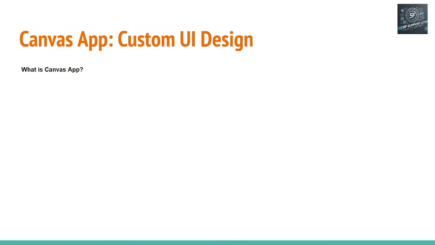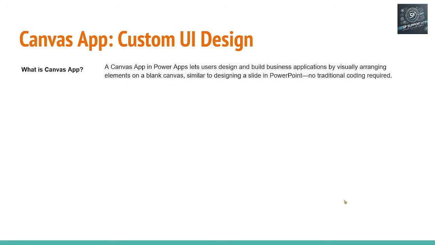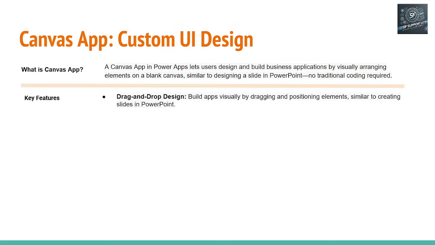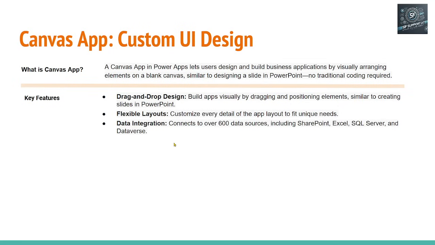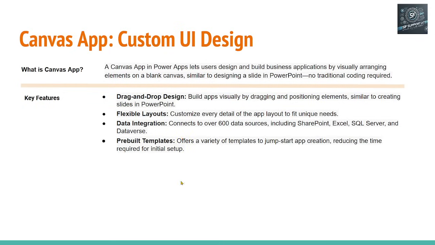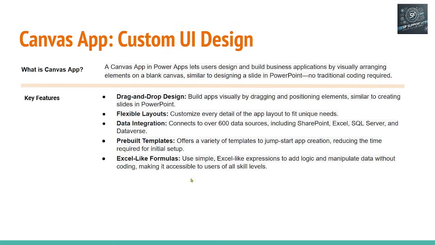Canvas app. What is a Canvas app? A Canvas app is a Power App that lets users design and build business applications by visually arranging elements on a blank canvas. What are the key features? Drag and drop design. We can drag and drop visual components like drop-down lists, text boxes, and buttons, and it's a flexible layout. Data integration: a Canvas app can connect to up to 600 data stores, but Dataverse is the default database for us. It comes with pre-built templates also.